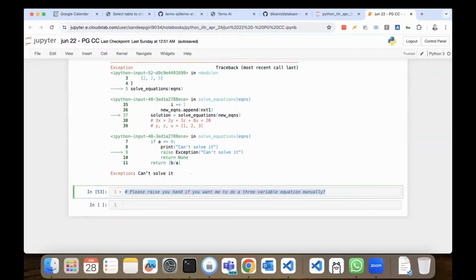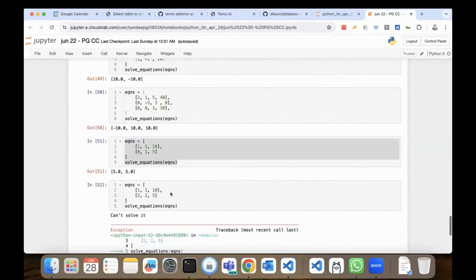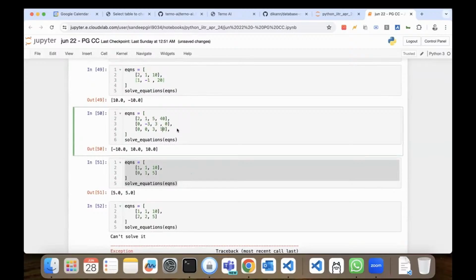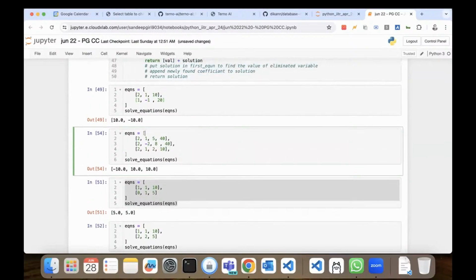Perfect. Just give me 3 good equations. Who can give me 3 good equations to solve? This one looked nice. Should we take this one? This one seems simple to calculate. Okay, so these are my 3 equations.